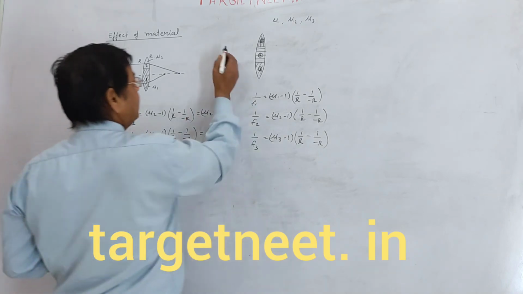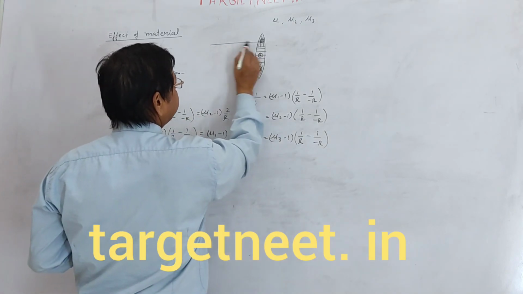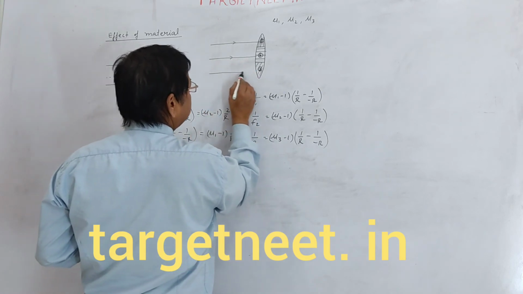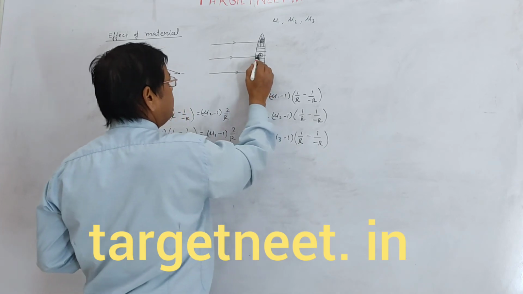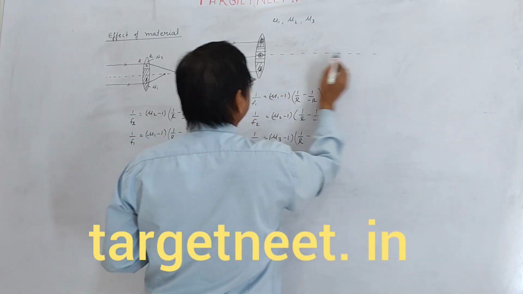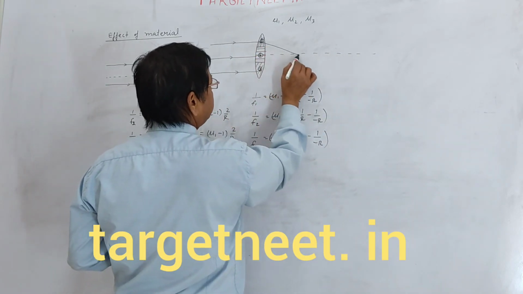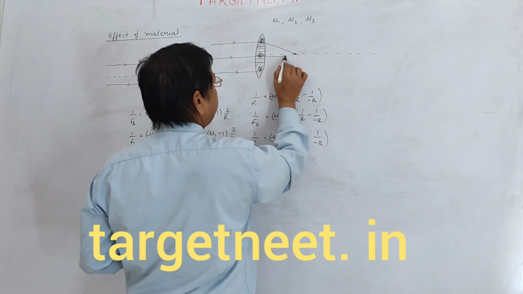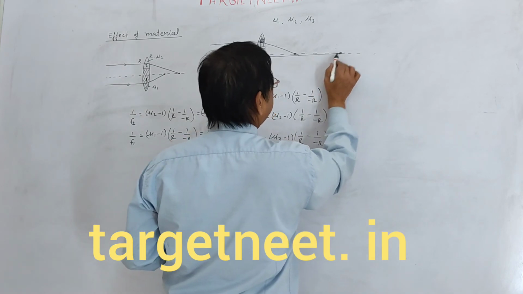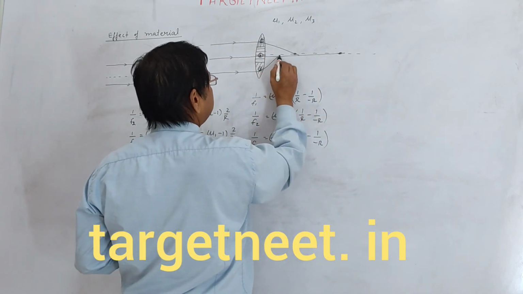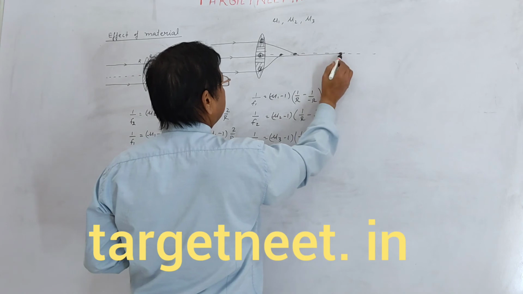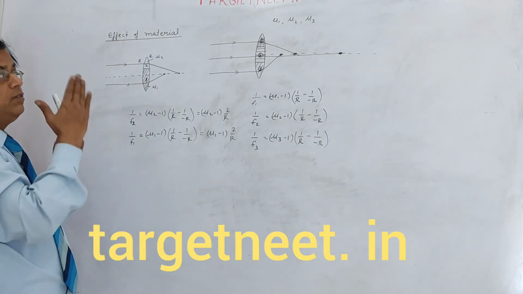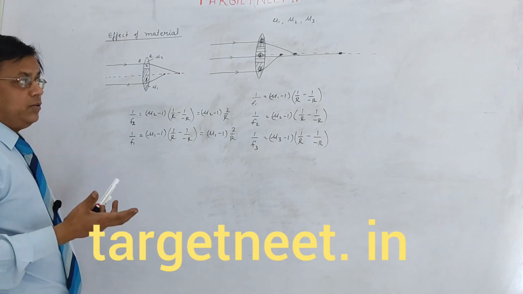If parallel light is incident on this, these rays will converge at the focus of the lens. So suppose this light converges somewhere here, this light converges somewhere here, and this light may converge somewhere here. So I am going to get three images. So there are three materials, so we get three images.